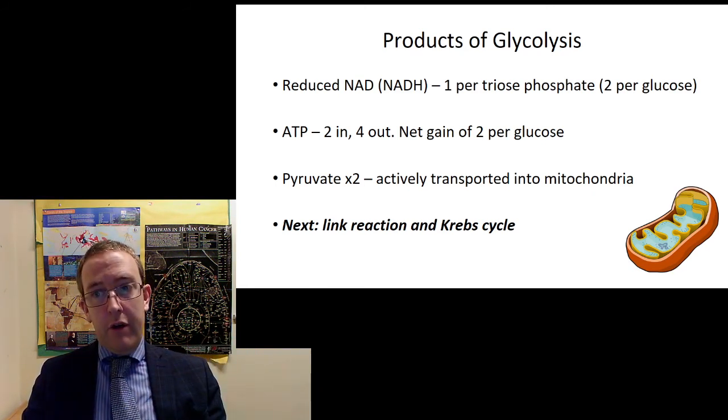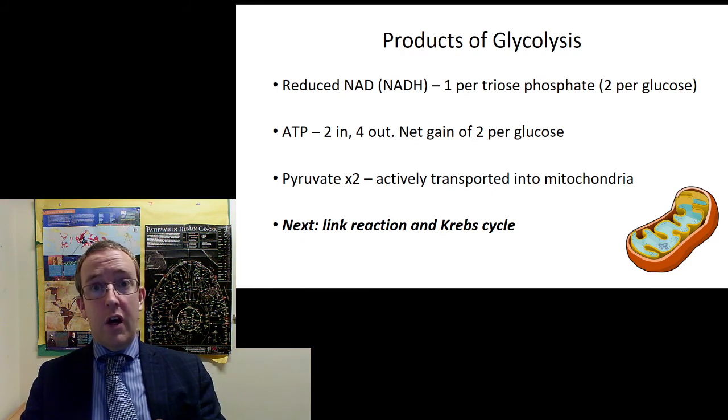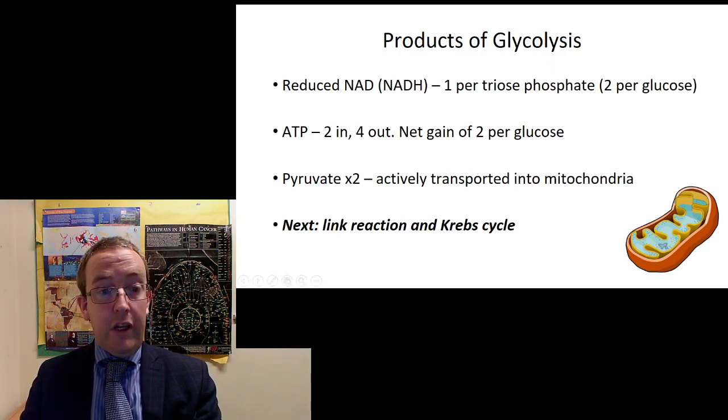You get 2 lots of pyruvate, and that pyruvate still has a lot of those carbon-carbon bonds. So that is then actively transported into the mitochondria to enter the link reaction and the Krebs cycle, which are coming next. And I will see you then.